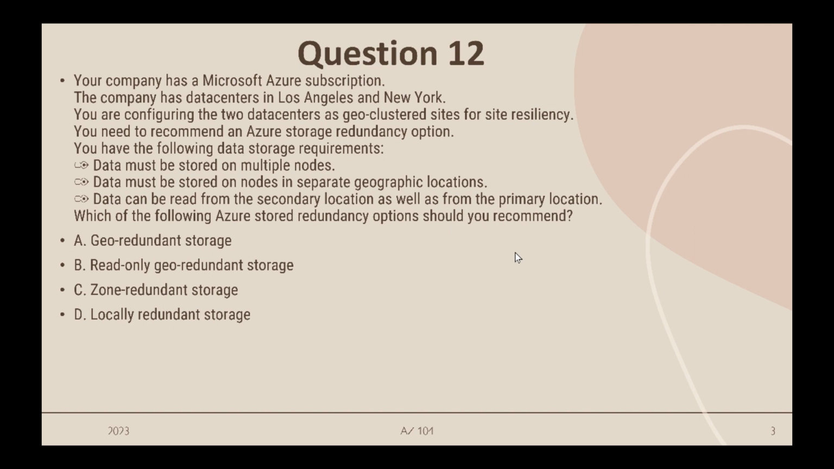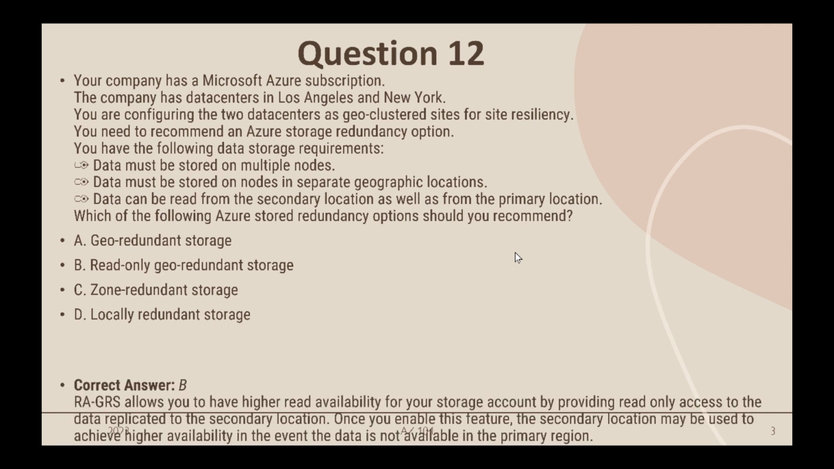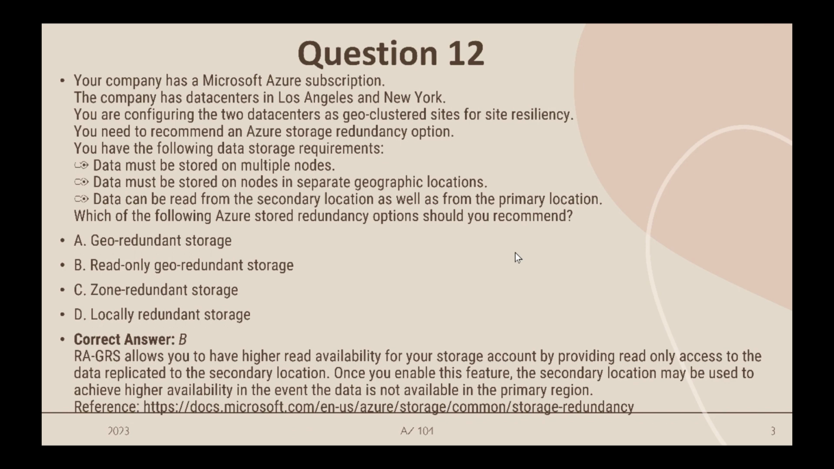Your storage requirements are: data must be stored on multiple nodes, data must be stored on nodes in separate geographic locations, and data can be read from the secondary location as well as from the primary location. Which of the following Azure storage redundancy options should you recommend? Your options are: A, geo-redundant storage; B, read-access geo-redundant storage; C, zone-redundant storage; and D, locally redundant storage. The correct answer is B, which is read-access geo-redundant storage.